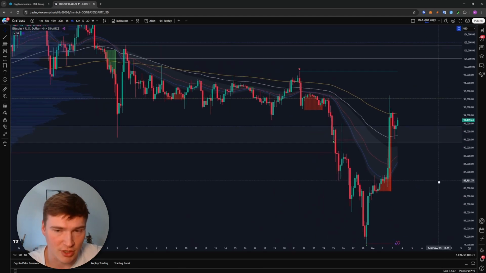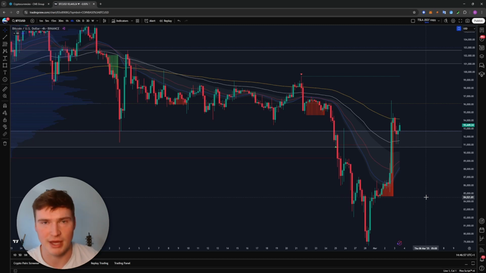But for now, I think that's what you need to know. All right, so that's a good starting guide on actually what CME gaps are and how you can actually use them in your trading.